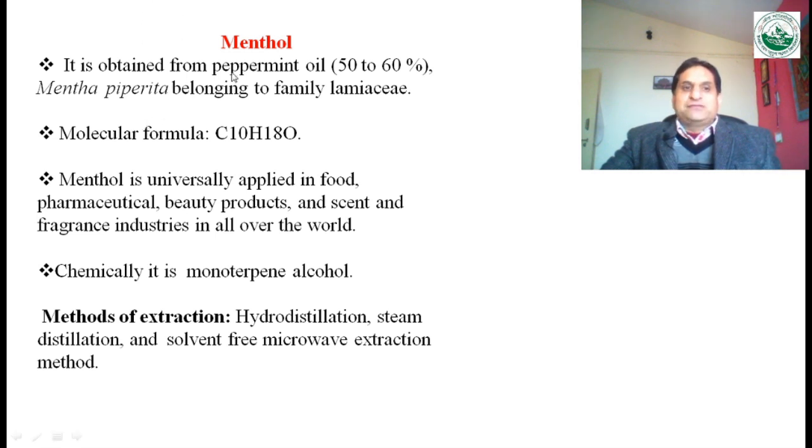So first is the menthol, which is obtained from the peppermint oil, and this peppermint oil consists of 50 to 60% of the menthol. The botanical name of the plant from which this peppermint oil is obtained is known as Mentha piperita, which belongs to family Lamiaceae. And if you see the molecular formula of menthol, it is C10H18O, and chemically it is the monoterpene alcohol.